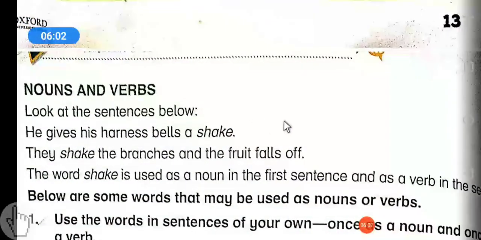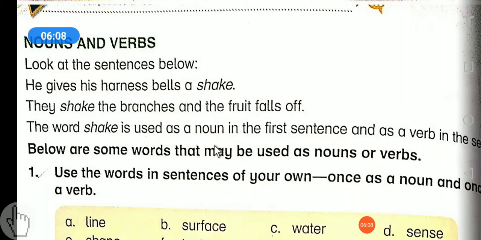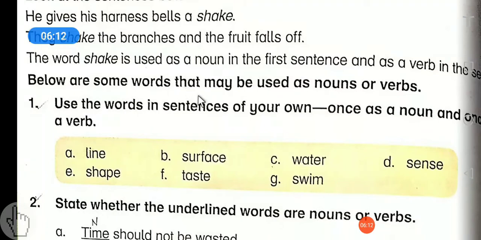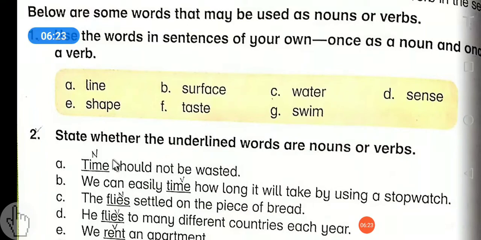Next is nouns and verbs. Look at the sentences below. He gives his harness bells a shake. We have to find the nouns and verbs in these sentences. Below are some words that may be used as nouns or verbs. So you can use these words as a noun or as a verb here. State whether the underlined words are nouns or verbs.